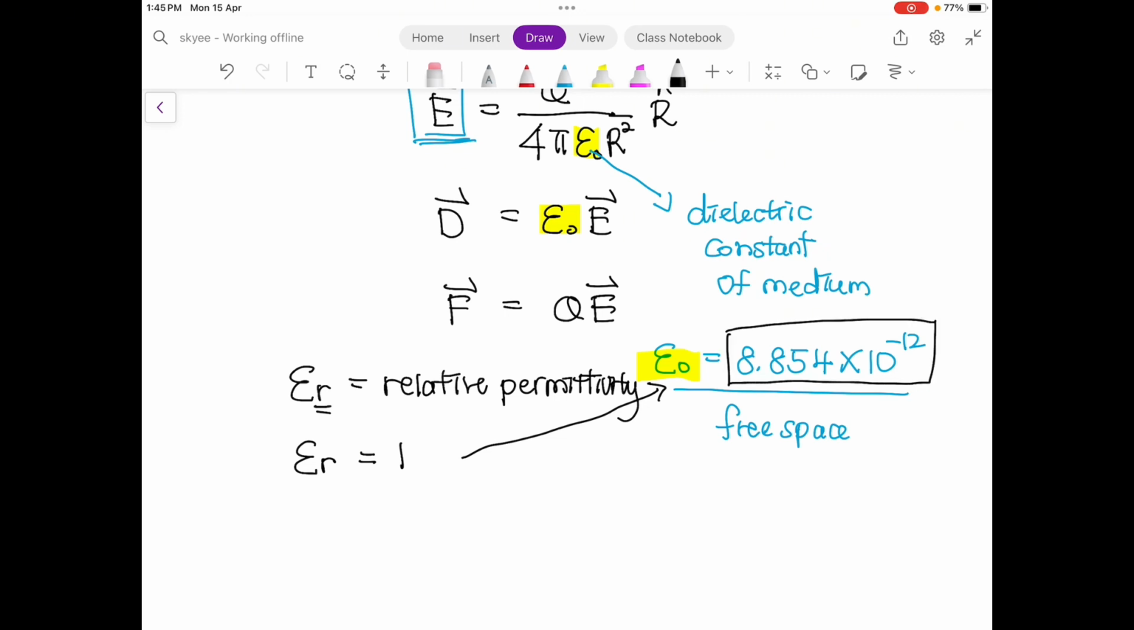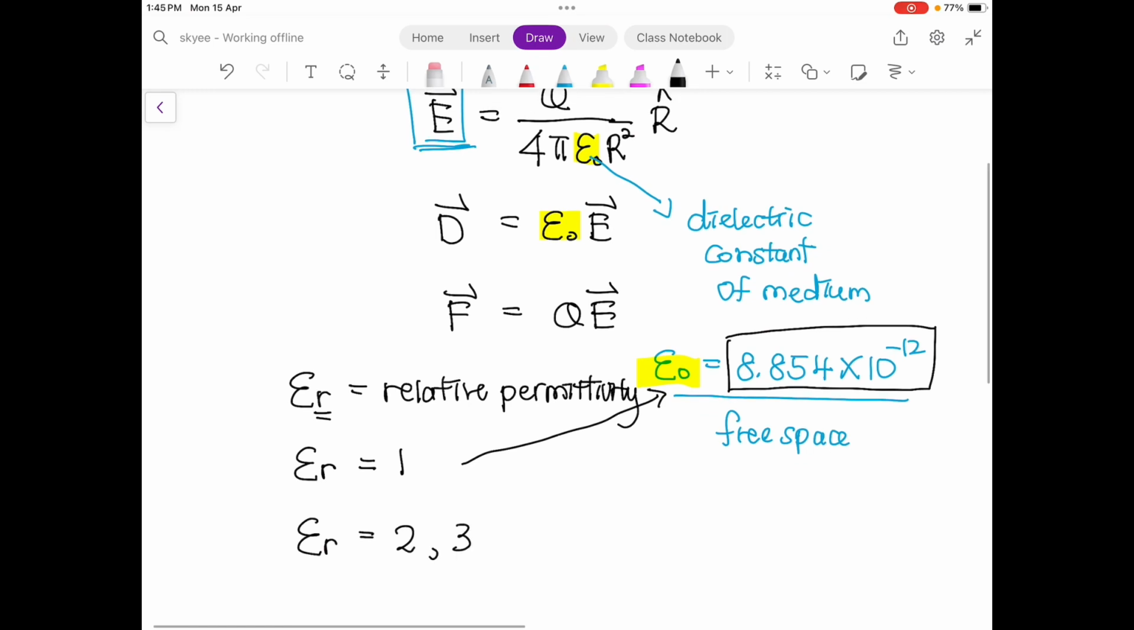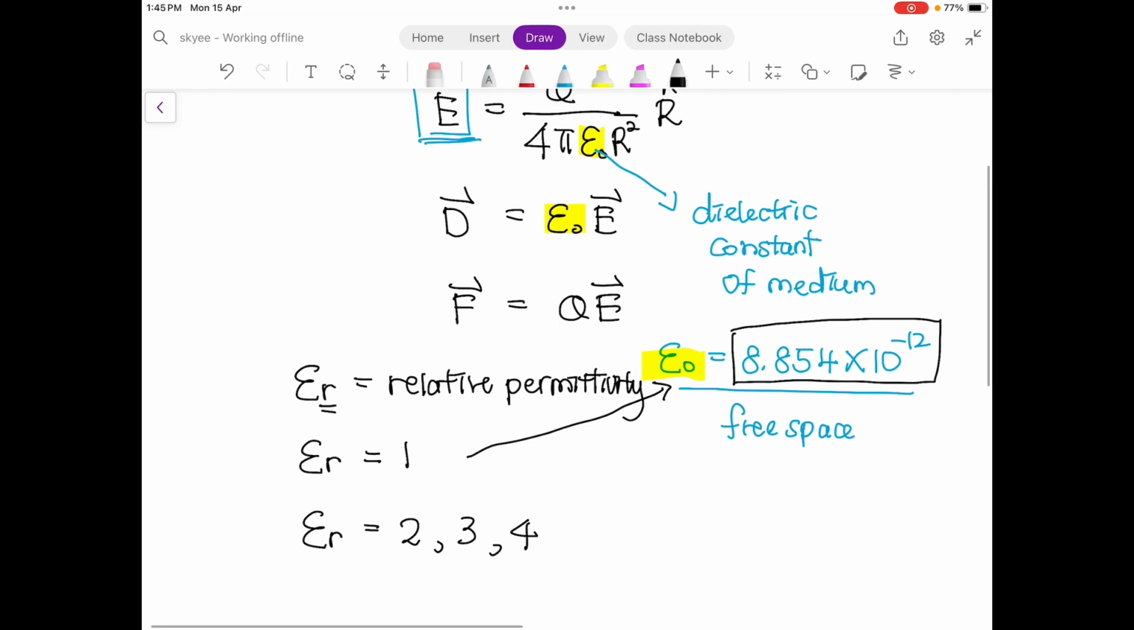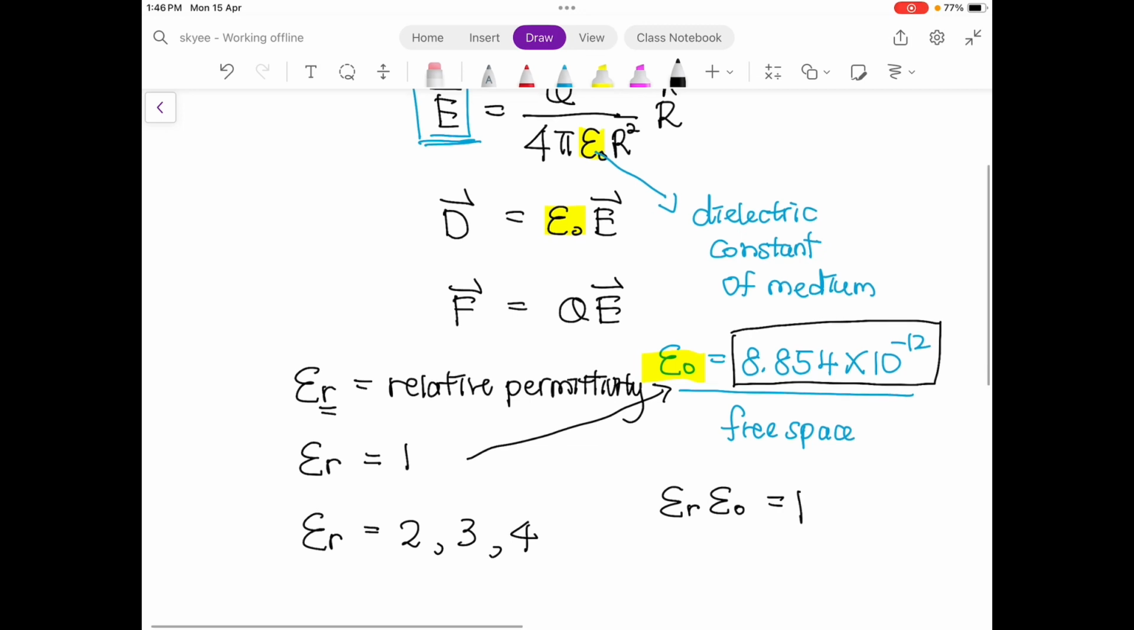But for other mediums, sometimes their epsilon R is not equal to 1. They can be equal to 2, 3, 4, whatever value. So when you want to calculate the electric field in this medium, you have to multiply epsilon R with epsilon naught in order to get the permittivity of the medium.